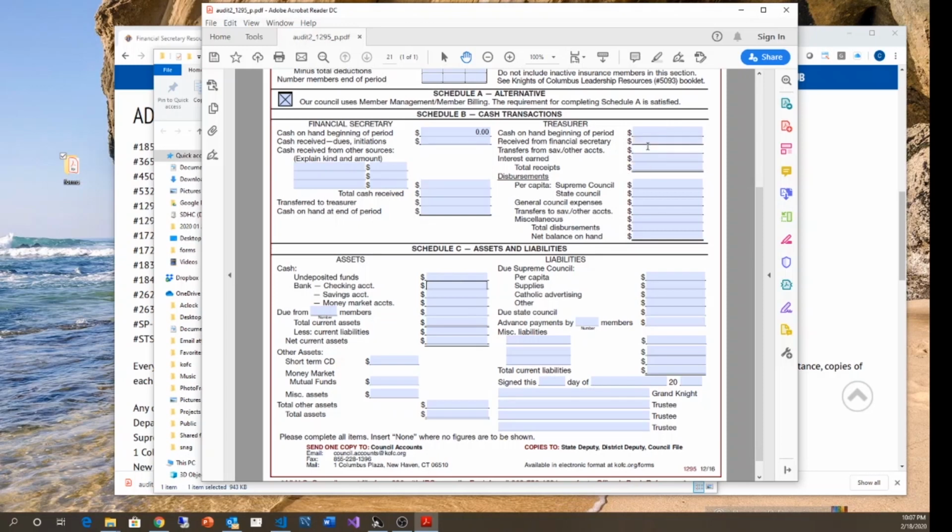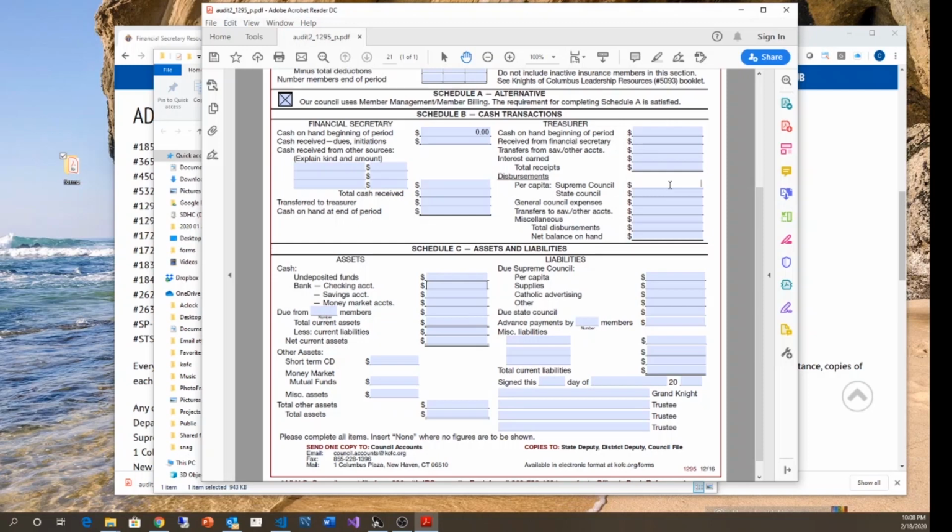Next one, transfers from savings or other accounts. If your council is like mine, we have a savings account where we keep a backload of money just in case the council needs it. So that would be any transfers that came out of those accounts. Interest earned, yeah, sometimes you actually do get some interest. So you would put that in right off the bank statements. And then here's the total receipts. So that's totaling up the lines above it.